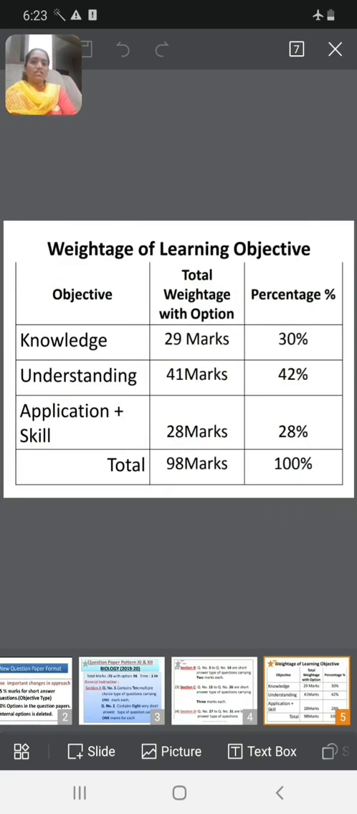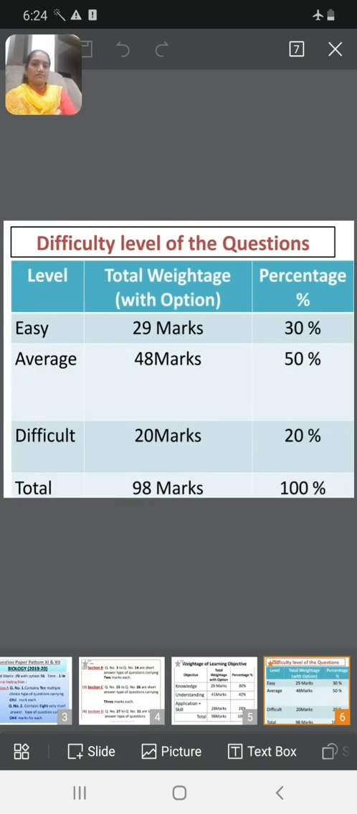Then weightage for the learning objectives. Our paper has 3 types of questions: knowledge type, understanding type, and application and skill type questions. Okay, totally knowledge based questions have 29 marks, understanding based questions have 41 marks, and application and skill type questions have 28 marks out of 98 marks. 98 with options, and compulsory there are 70 marks.